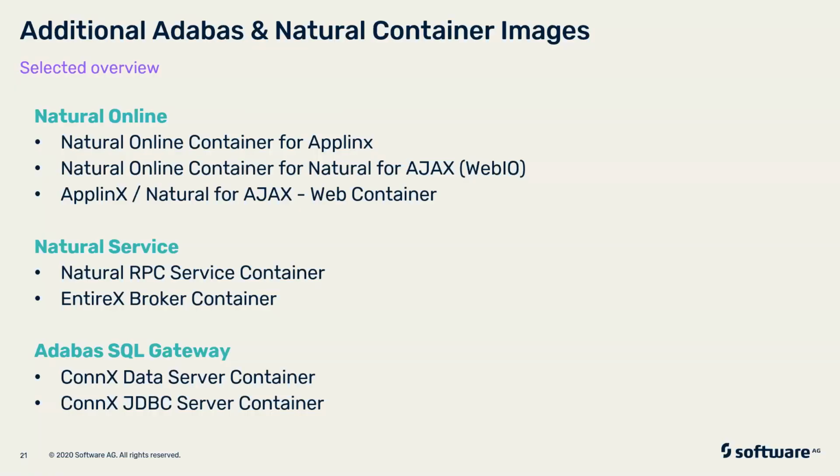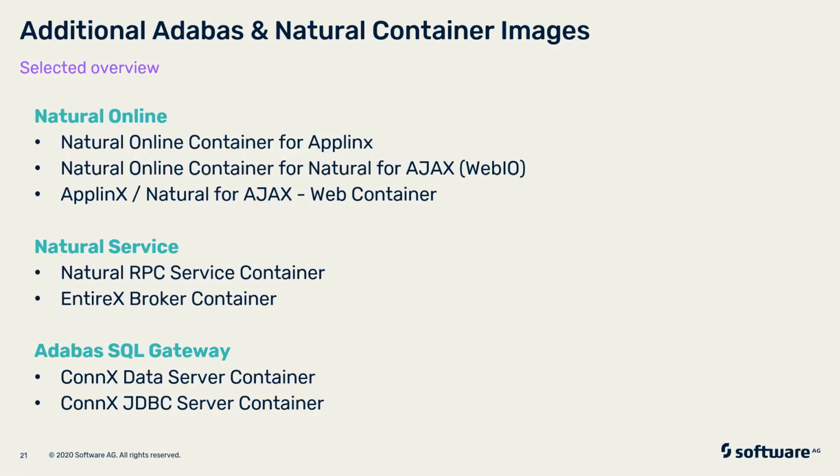Okay, so we looked into two topics, the Adabas and the Natural development environment, but there are of course also others. Here's a selected view of them. I will not go into them today as we are probably at the end of today's time. But I just want to mention there's also a Natural Online part that we saw in our presentations, an Online part for AppLinks. We have also an Online part for the Natural for Ajax components, that is the web I/O running inside, depending on what type of applications our customers have today.